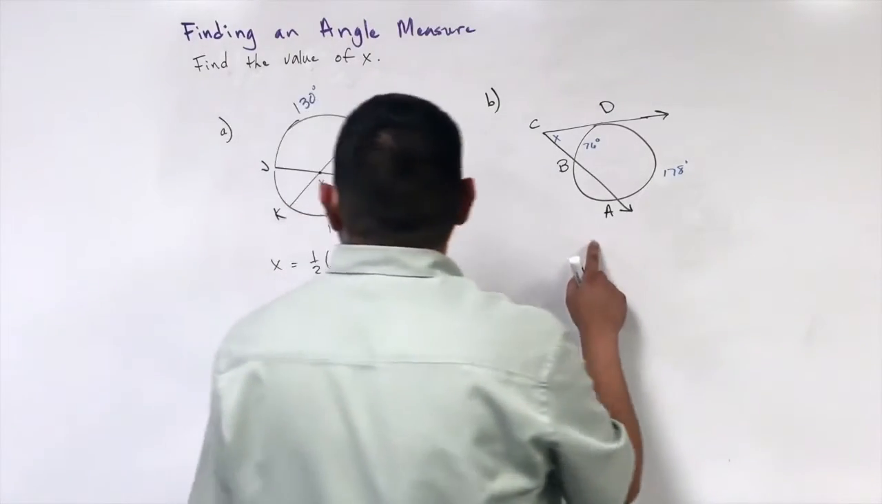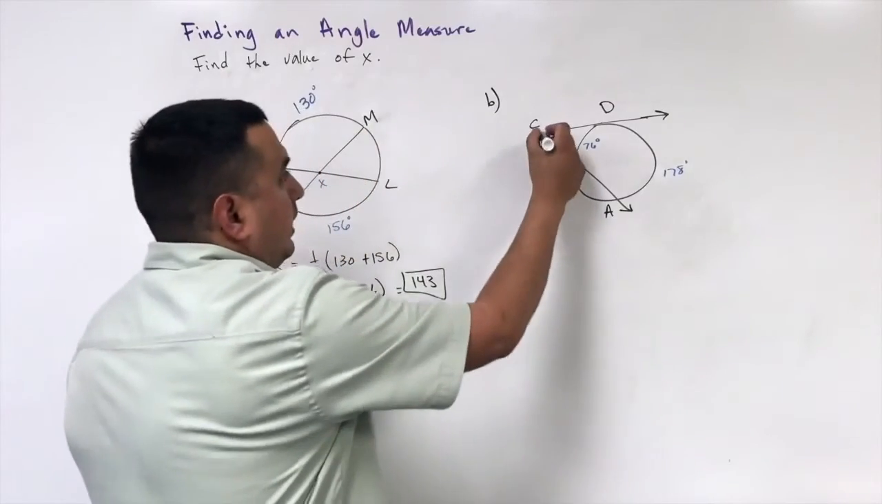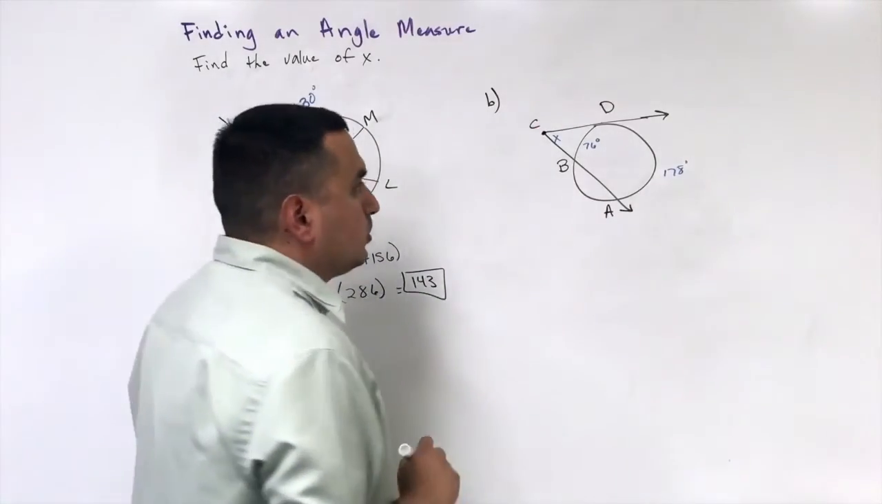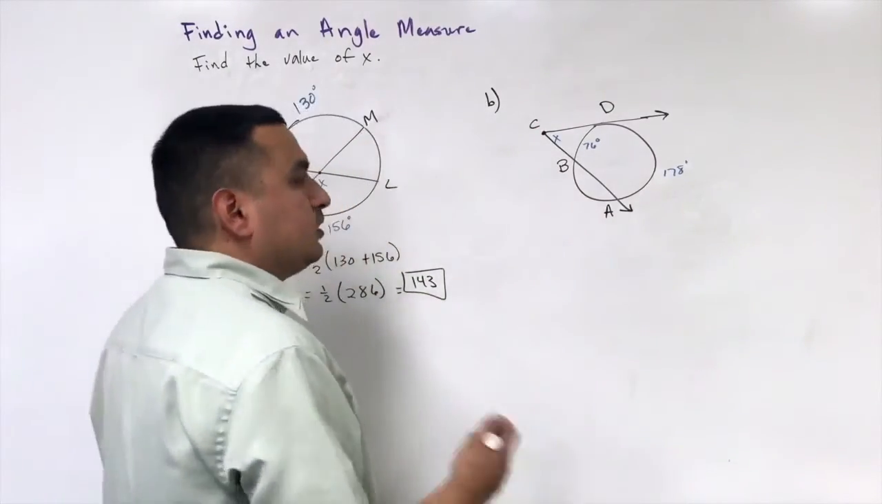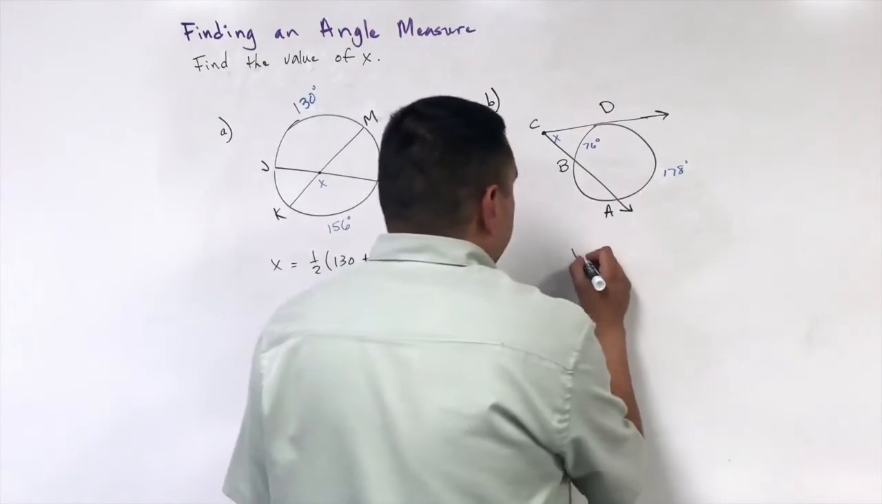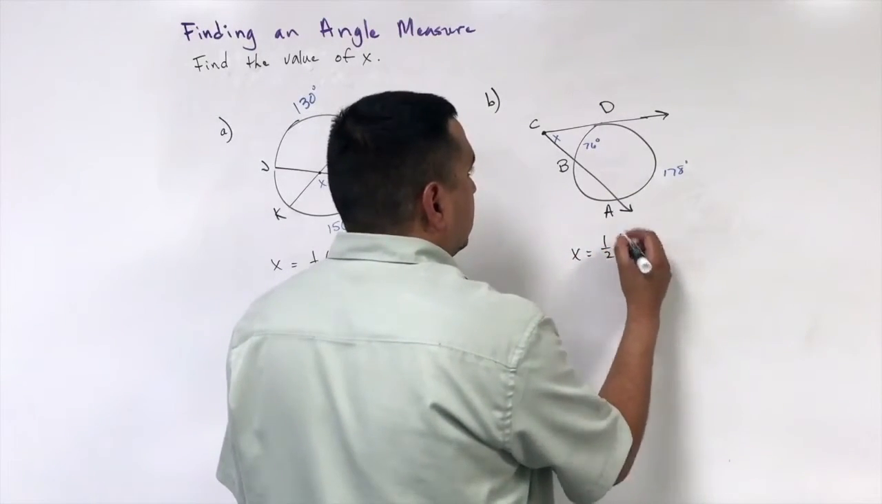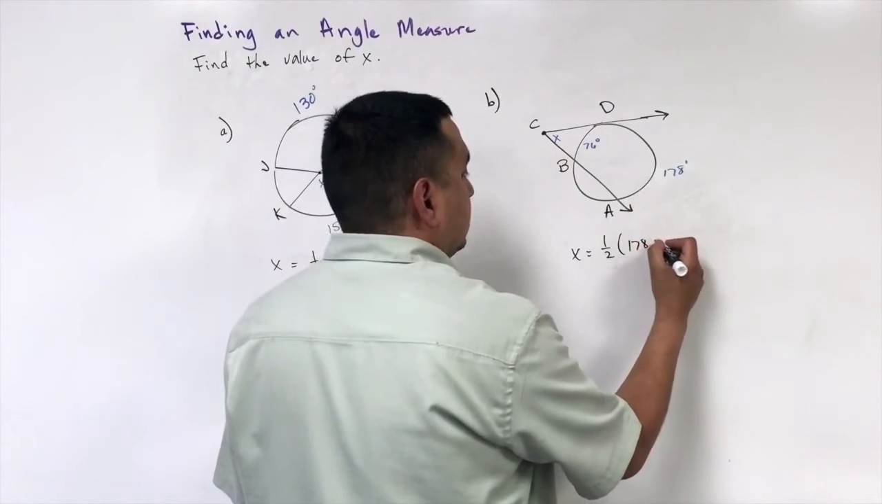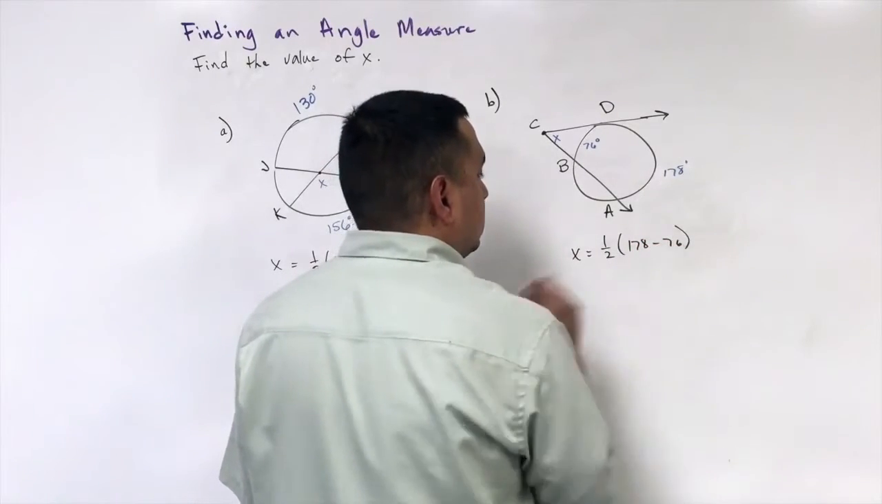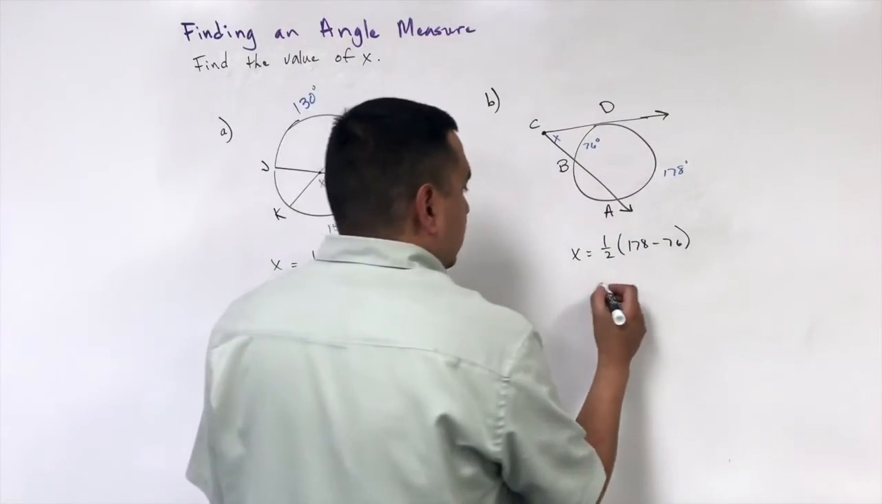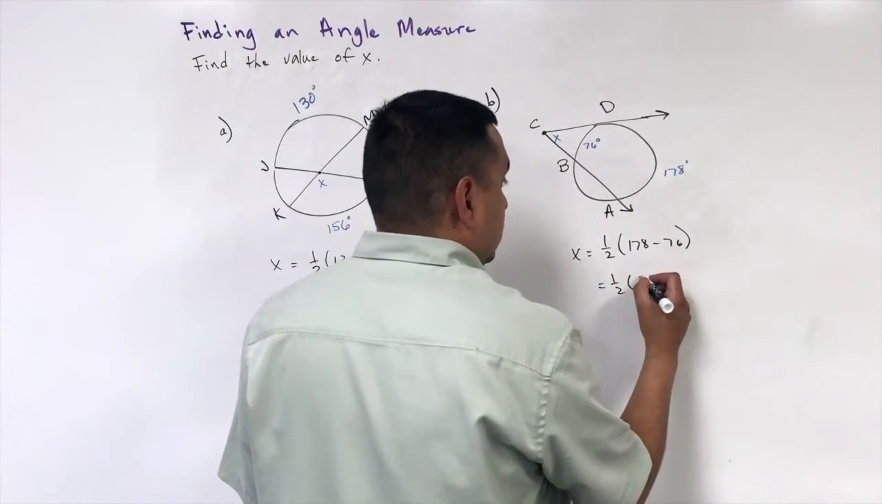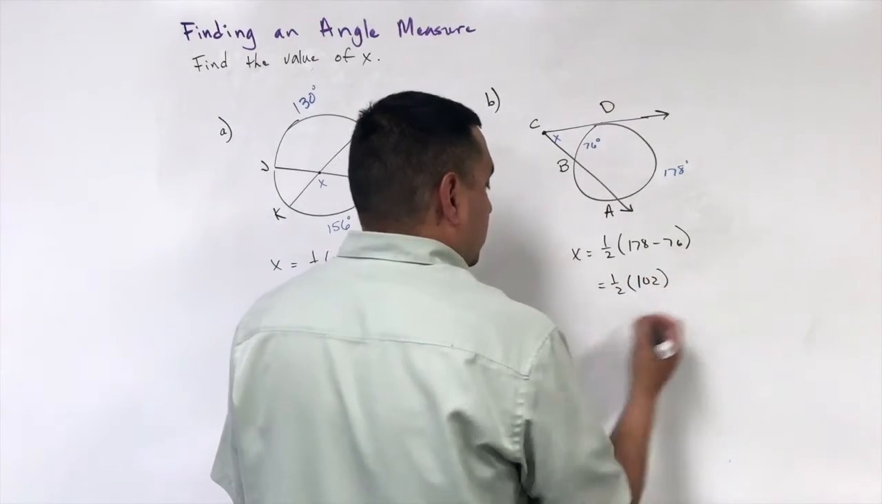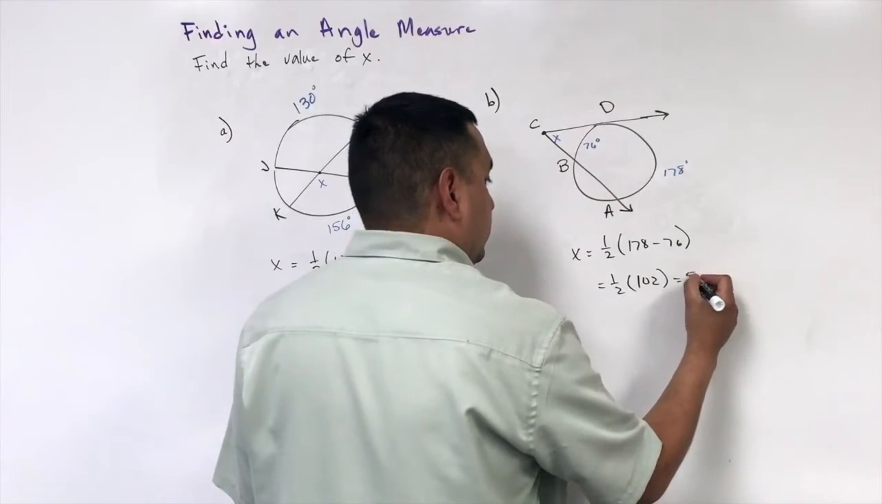Now for this one, the angle is outside the circle, so that means I need to subtract the intercepted arcs. So on this one, x is going to equal 1/2 of 178 minus 76. So that's 1/2 of 102. And half of 102 is 51.